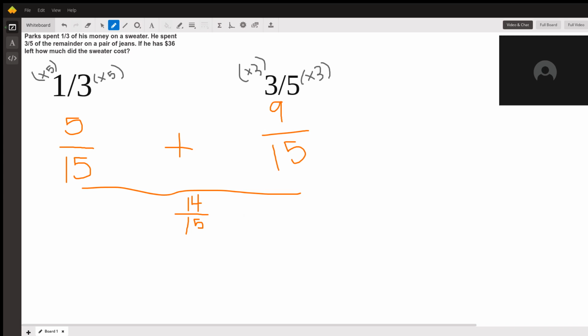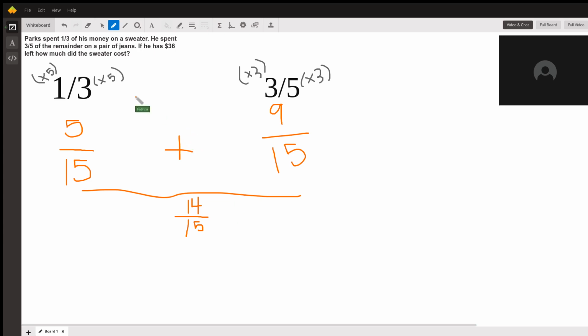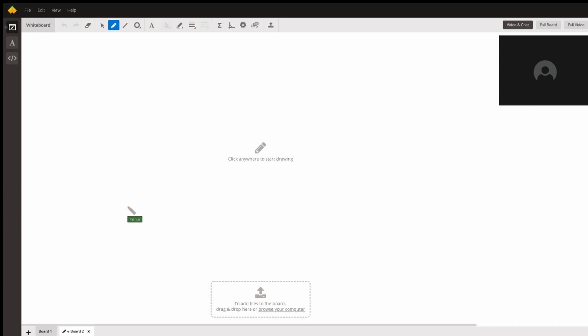So now we have our fraction of what? We have our fraction because we want to know how much he spent. How much did he have left over? Or we want to know how much he spent. If he has $36 left over, we want to know how much he spent on the sweater. So we know that we have 14 over 15, yes? Now, let's go ahead and add a new board. Okay. No, let's go back to this board.